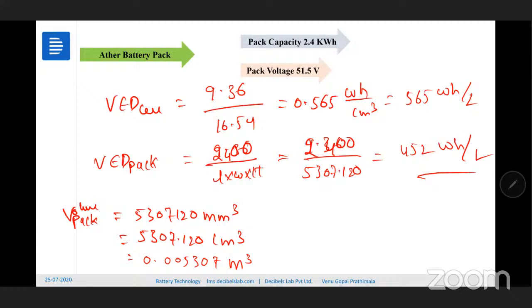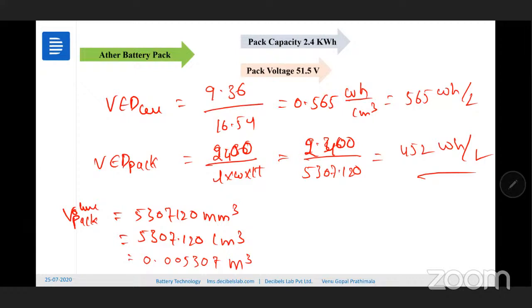Okay. So this is how we have to calculate the volumetric volume of the battery pack. Still, there are volume calculations there will be like channels in between these things. I'm neglecting all those things. This is just the volume of the cells, total cells.